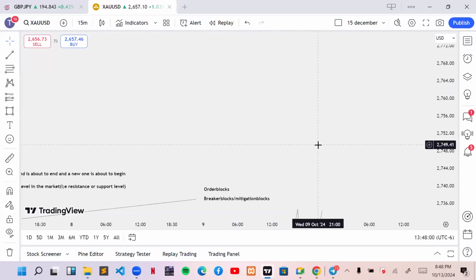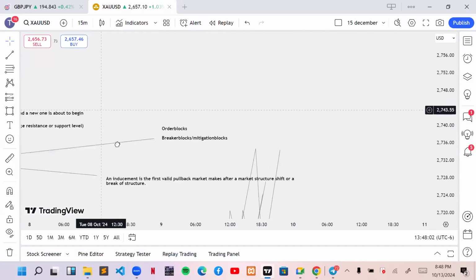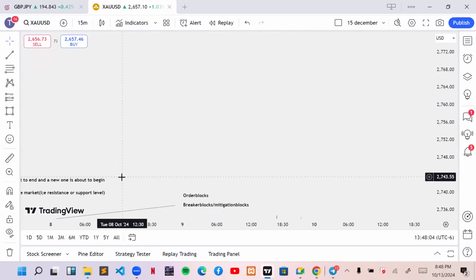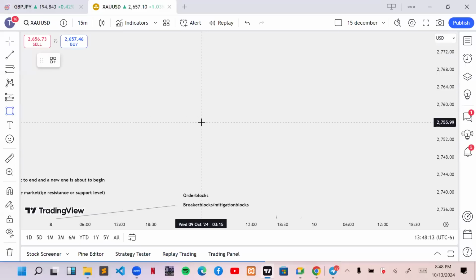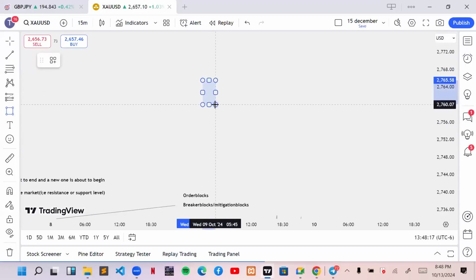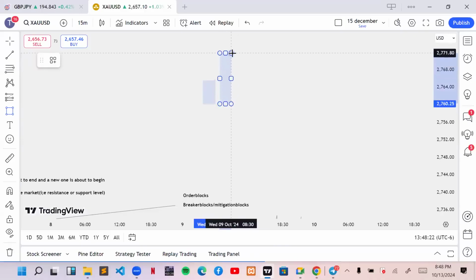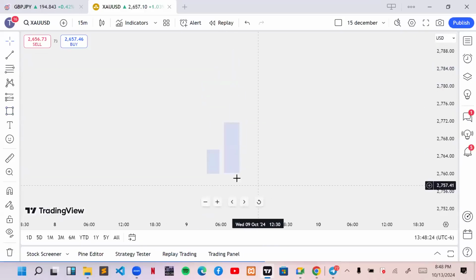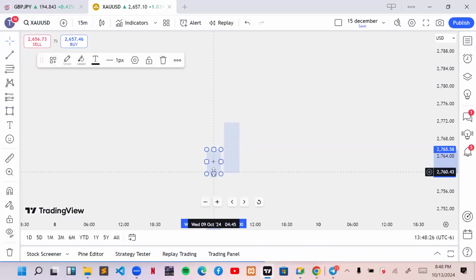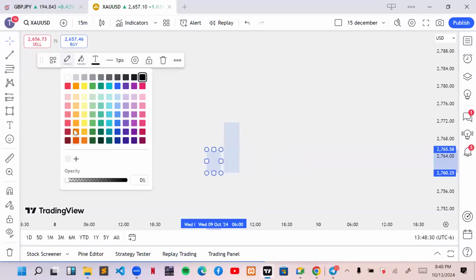So we have two types of order blocks. We have the bullish order block and the bearish order block. The bullish order block is for when you're looking for buys in the market, and the bearish order block is for when you're looking for sells in the market. So for the bullish order block, this is how it looks. You see a bearish candle, and then you see a bullish candle kind of engulf it like this. So this is what a bullish order block looks like. So you see a bearish candle like this.